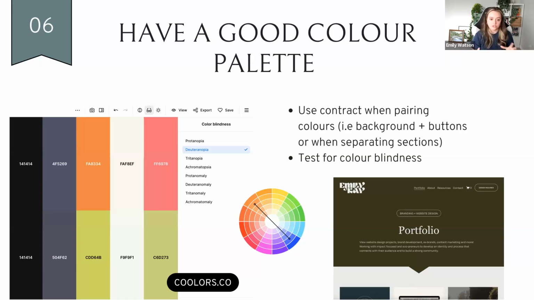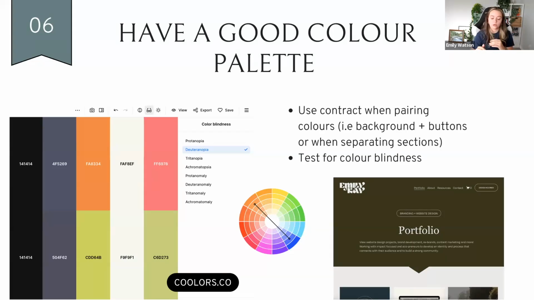Within your color palette, you should always have contrasting colors. So you're going to have your darks, your neutrals, and then you might have an accent color. And how that is going to be portrayed on your website and how you're going to separate everything. So we want to use contrasting pairs of colors to maybe separate certain sections.